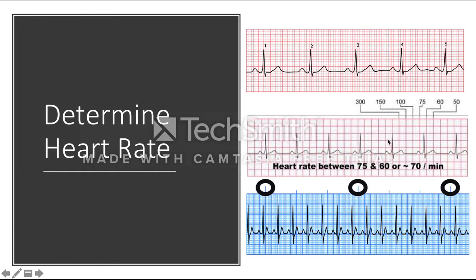For this particular EKG tracing, we'll start at this R wave, 300, 150, 100, 75, and 60. This R wave falls between the 75 and the 60, so we'll call this about 70 beats per minute. I prefer counting on the 6-second strip because it's a little bit easier. It gives you a little bit of a guesstimate. It's close enough, but it does not involve the math and trying to remember exactly what line lands where. So to me, this way is a little harder, but some people prefer it.